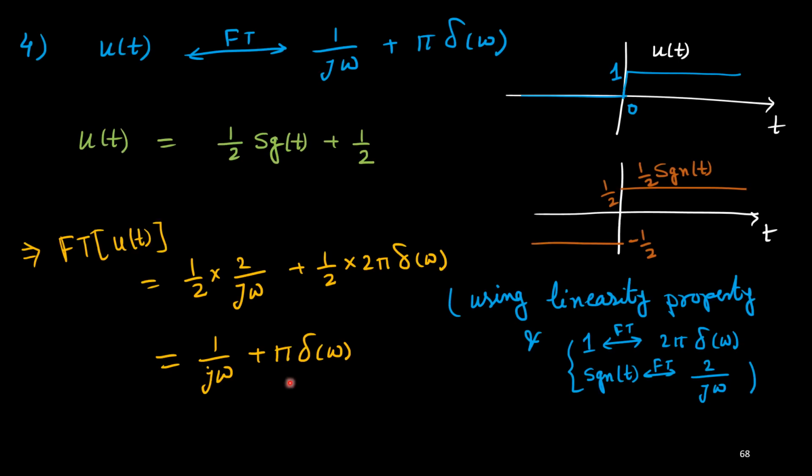Don't forget to consider these things, because it indicates that the signal is having one DC component. So half is the DC component, and because of this you are getting this pi delta omega. I told you that whenever a signal contains some DC or pure sine wave or cos wave or periodic signal, then you will get certain delta functions in the spectrum. So a delta function at omega equal to 0 indicates it is having one DC, and other than 0 means it is having that kind of periodic frequency.